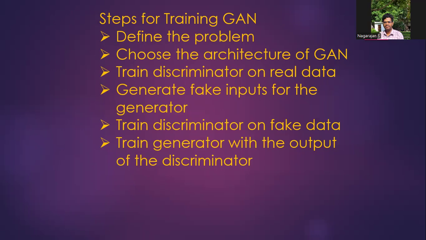Step 4 is to generate fake inputs for the generator and train the discriminator on fake data, getting the generated data and letting the discriminator correctly predict them as fake. That is possible after training the GAN. Step 5 is to train the generator with the output of the discriminator, which also depends on the approaches. If you want good results, repeat steps 3 to 5.